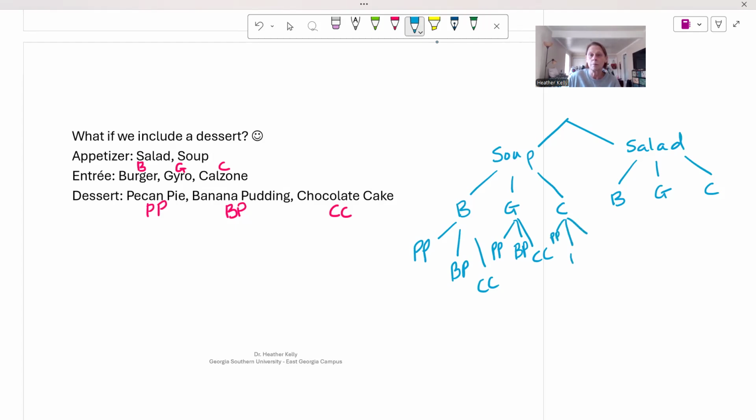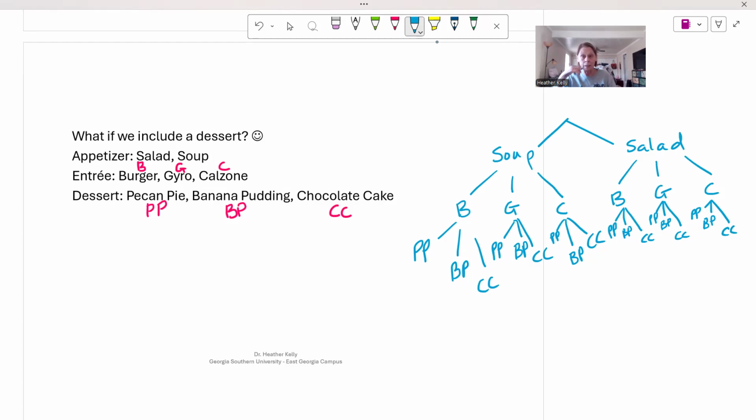Pecan pie, banana pudding, chocolate cake, and then again over here. Now you can see that this is a very helpful tool here because we can visualize it, we can literally count it, but what if we had much more options than the few that I have written here on this example? This could become quite the nightmare.